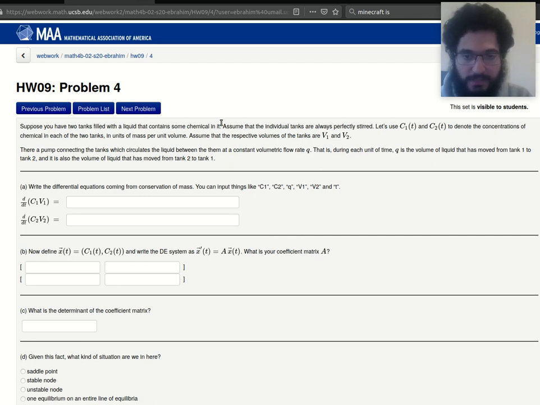So this is one of these chemostat problem type setups where you have some perfectly stirred tanks with some stuff in them. It doesn't matter what the stuff is, some chemical. You can imagine that it's salt if you want to. For this problem, I recommend keeping track of units. I think that really helps to make sure that you're on the right track.